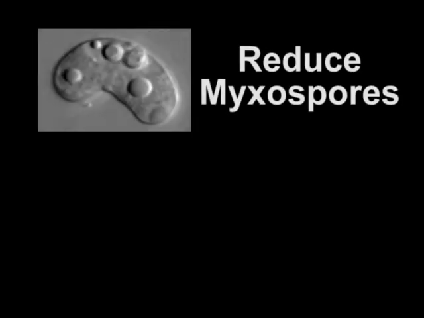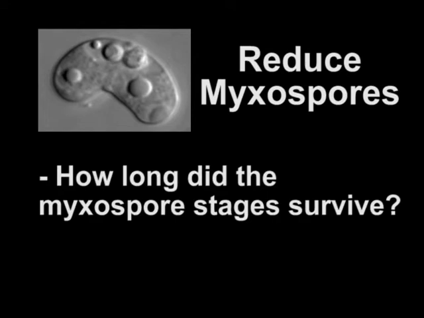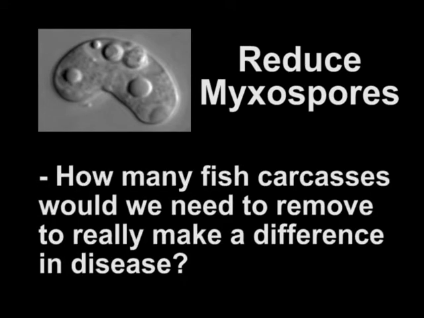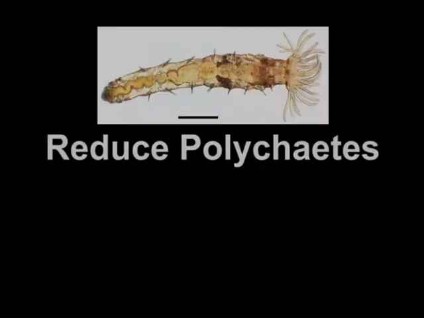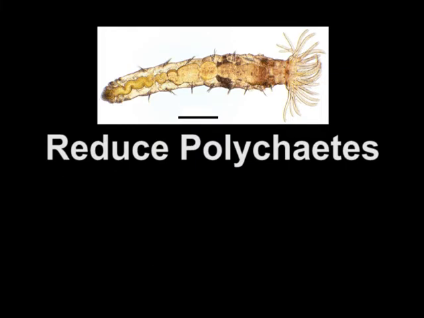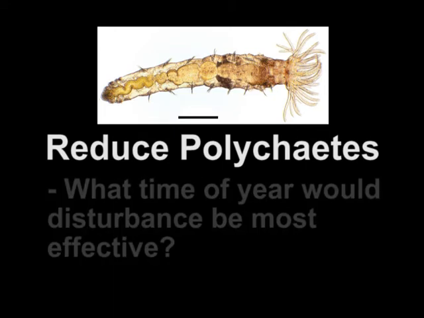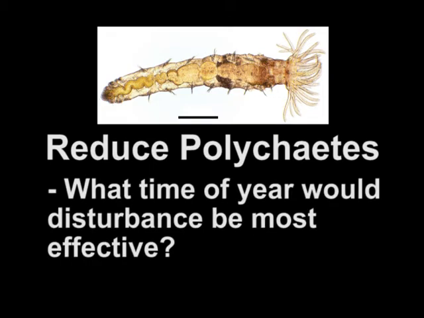For actions that reduce myxospores, the questions were: what species of fish contributed most to myxospore production and at what age? How long did the myxospore stages survive? And how many fish carcasses would we need to remove to really make a difference in disease? For actions that reduce polychaetes, the questions were: what is the life cycle of the polychaete and when is it most vulnerable? What habitats are the polychaete found in, and how susceptible are these habitats to disturbance? And what time of year would disturbance be most effective?